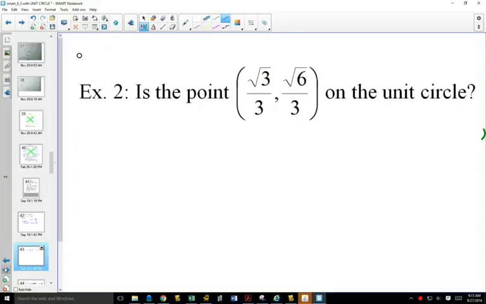Is this point on the unit circle? If it would be, then this would be cos, because points on the unit circle are cos comma sine. So if this was the case, does it work out? Yes.